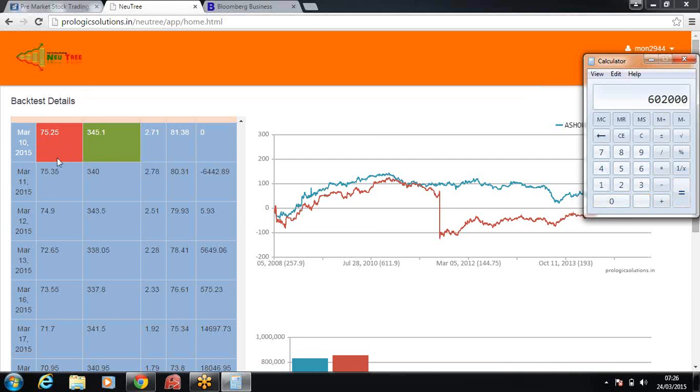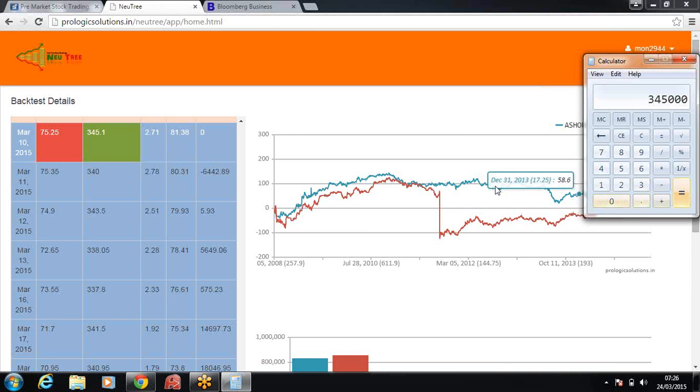So you'll have to buy approximately the same value of Tata Motors also. For Tata Motors DVR, I think the lot size is 1,000. So what you lose, you buy: 345 into 1,000. So that's around roughly 3,45,000.